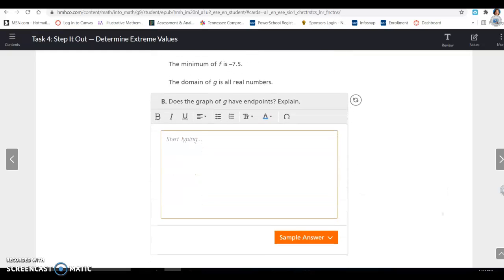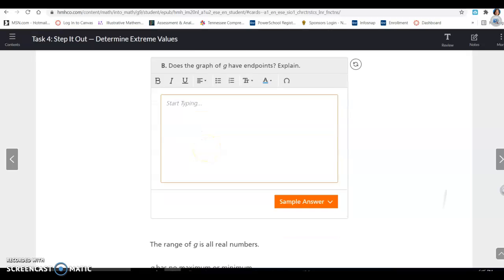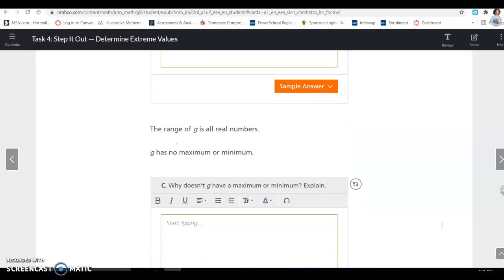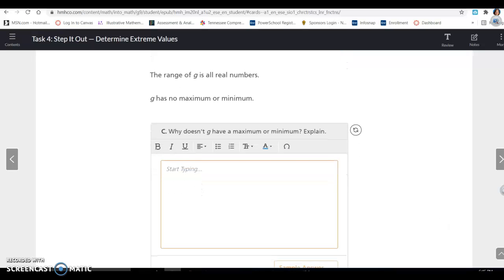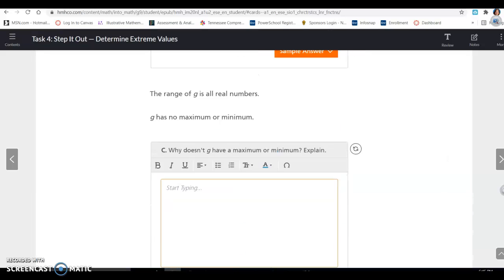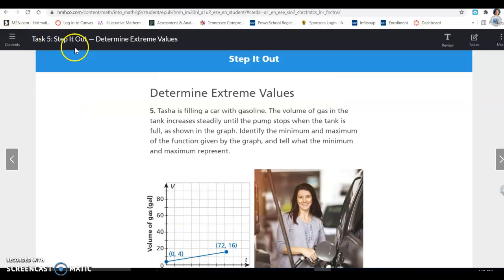It says, does the graph of g have endpoints? No, if it has arrows, it means it continues infinitely, so it does not have endpoints. The range of g is all real numbers. g has no max and no minimum. Why doesn't g have a max or a minimum? For the same reason. If the line continues infinitely in both directions, there is no maximum or minimum. If you want to pause the video, we're going to move on to task 5.